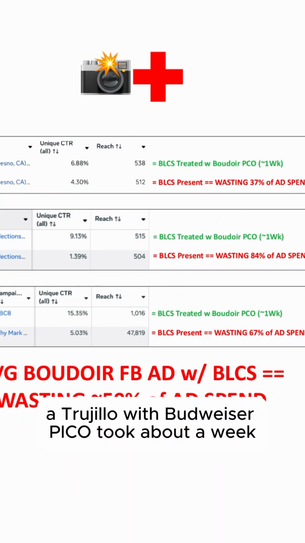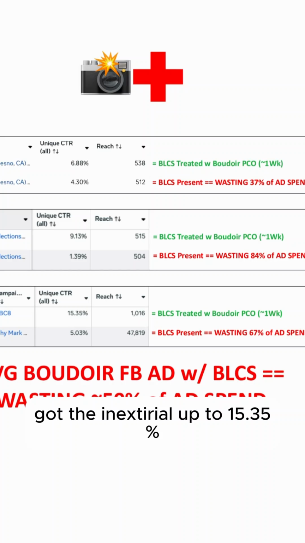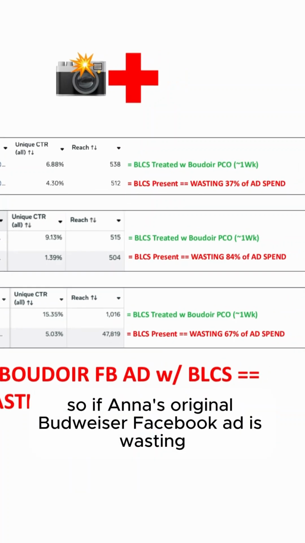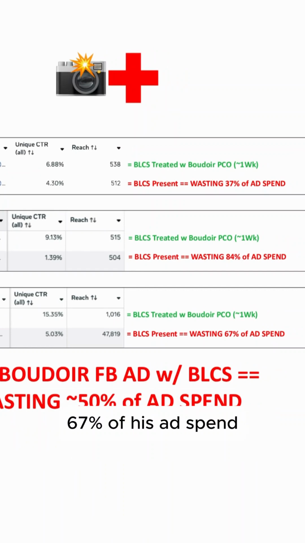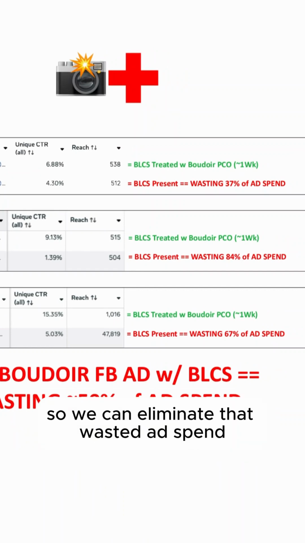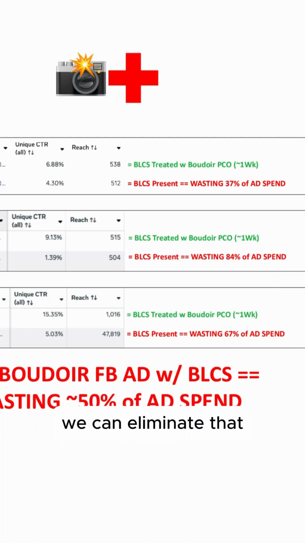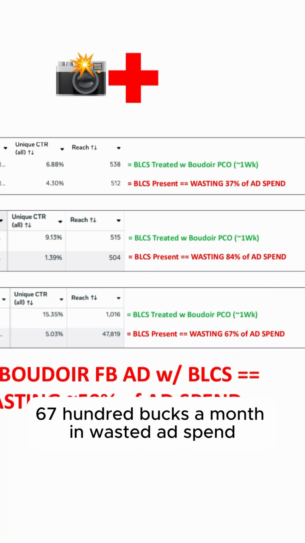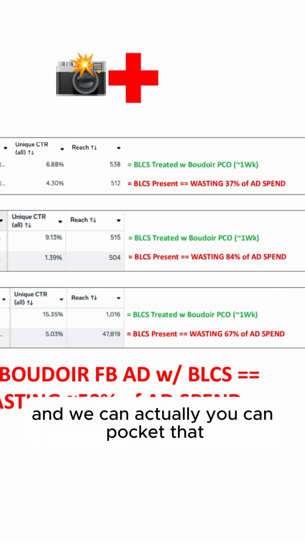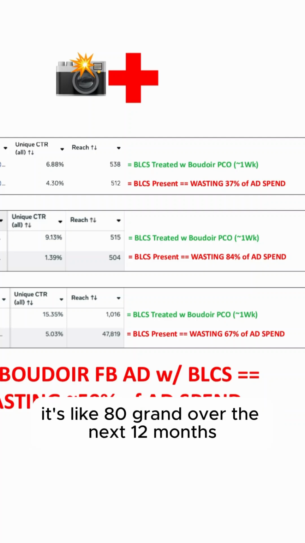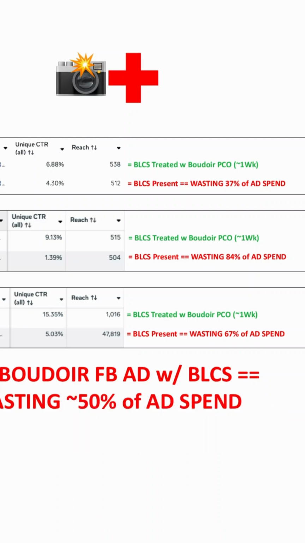Treated with Boudoir Pico took about a week, got the unique CTR up to 15.35%. So we found out his original Boudoir Facebook ad was wasting 67% of his ad spend. So we can eliminate that wasted ad spend. If you're spending 10 grand a month in Boudoir Facebook ads, we can eliminate that 6,700 bucks a month in wasted ad spend, and he can pocket that. It's like 80 grand over the next 12 months. It's kind of like a phantom bonus.